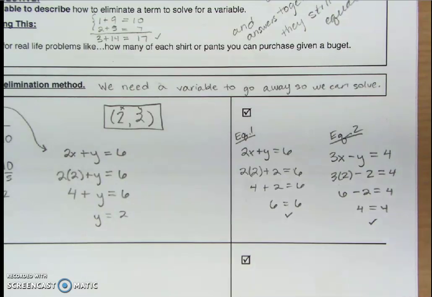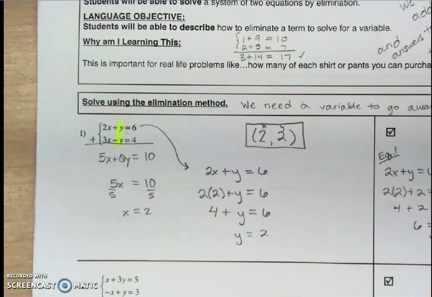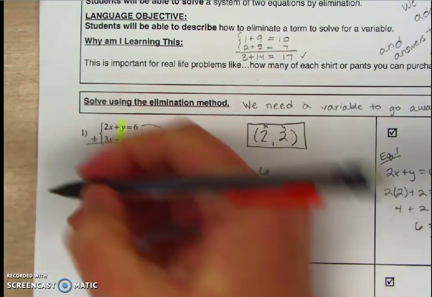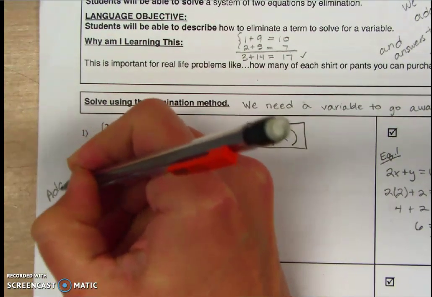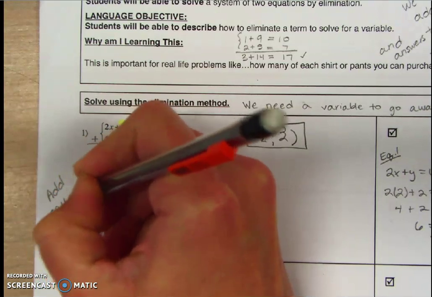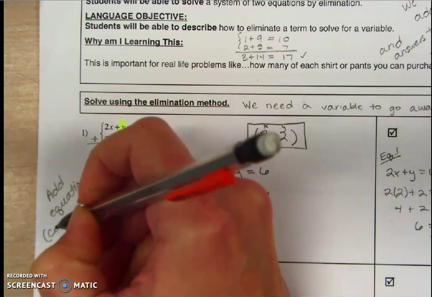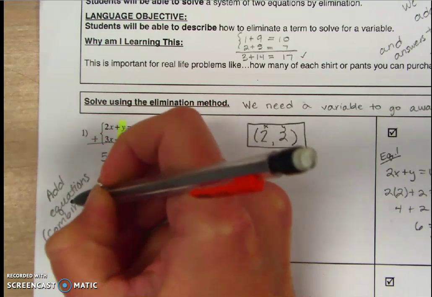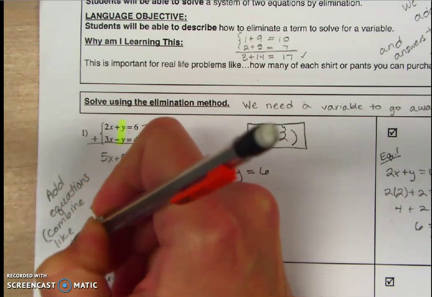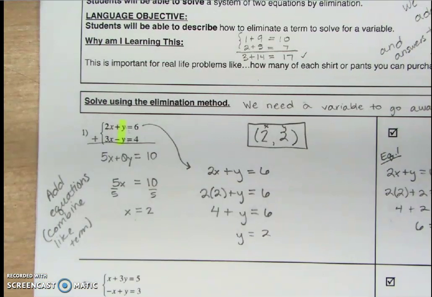We need to be checking all of our answers. But this is our new method. So this is elimination. We're going to add the equations together. So let's write a note about that. Add equations together. Add equations, or in other words, combine like terms. Combine like terms. Add equations, and hopefully one of them will cancel out.